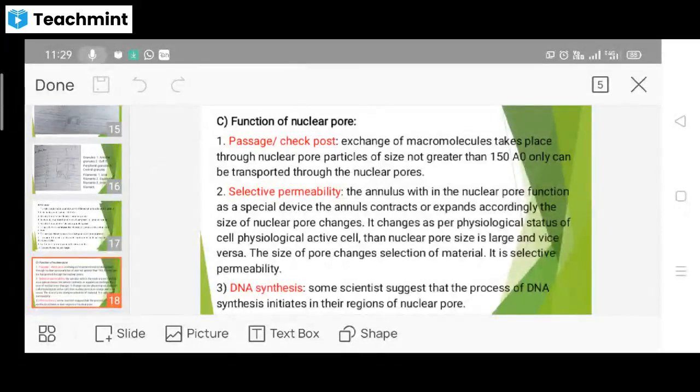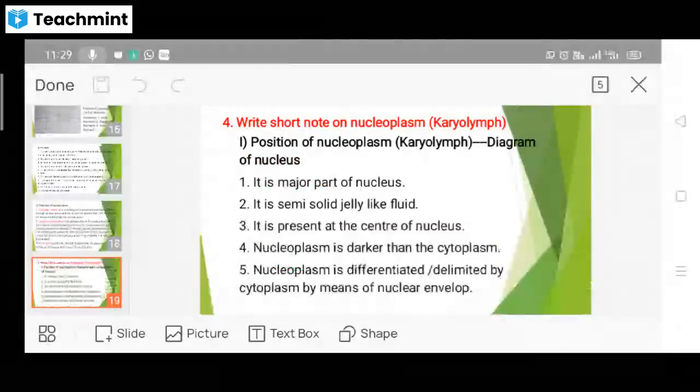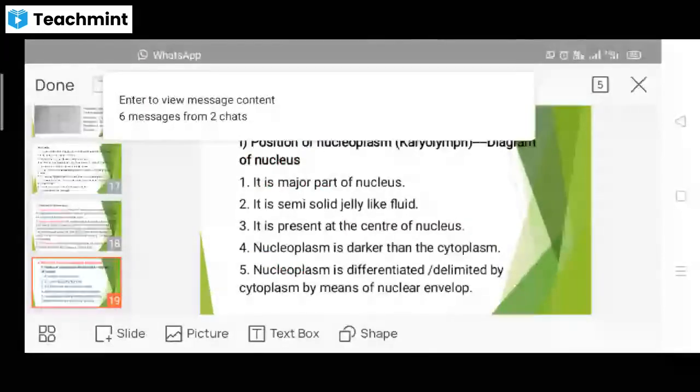If the particles are small in size, then the annulus will contract. If the particles are somewhat larger, then it will expand, and at that time the selective permeability or transportation of the particles will take place. Also, some scientists suggested that this nuclear pore is the site for the DNA synthesis. So this is all regarding the nuclear pore complex.